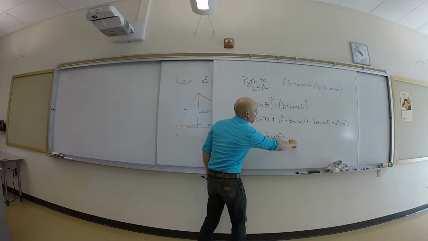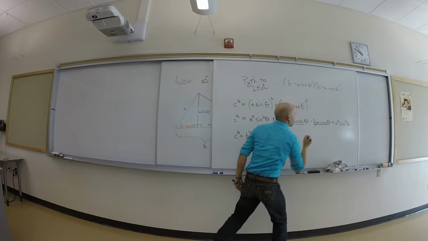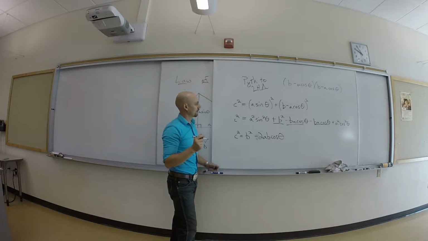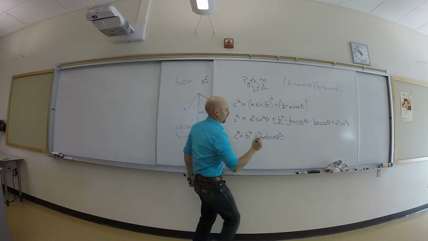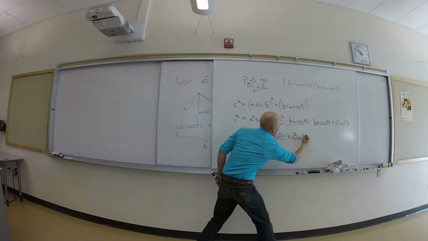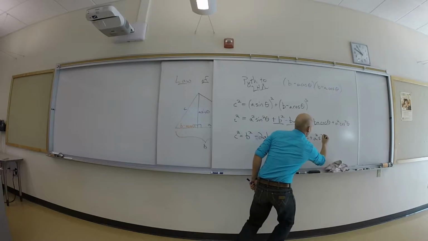All right, and then what else have I got here? So far I've accounted for this piece, and that piece. What else you got? Plus A squared sine squared theta. Plus A squared cosine squared. So I think I got plus A squared cosine squared theta. Yeah. Plus A squared sine squared theta.